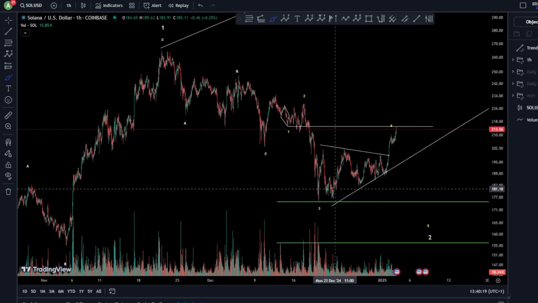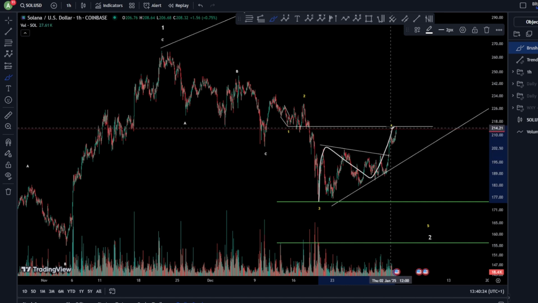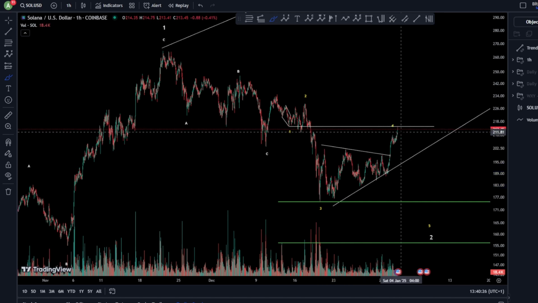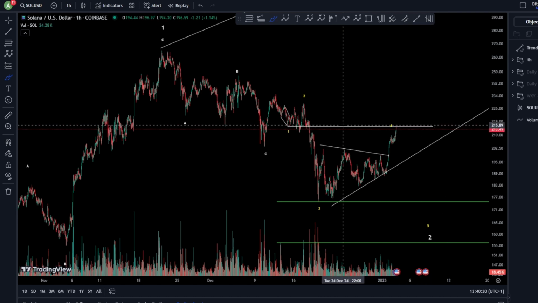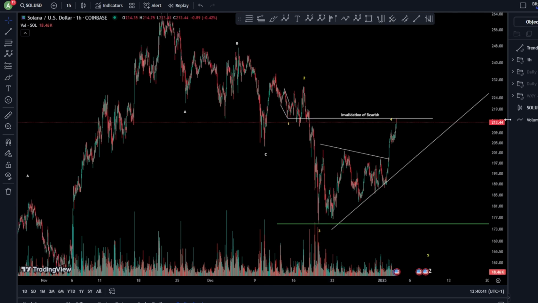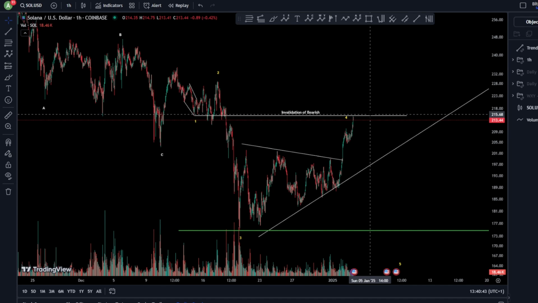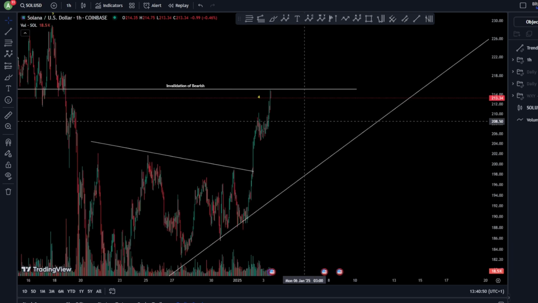And then yesterday we said that this might be an ABC, but you would not like to reach this zone area where we have put our line here. Let's write here, invalidation of a bearish. I think I wrote this yesterday, but it was not saved. However, this is your zone here, and you would not like to touch this zone area. Now it did not really touch it yet.